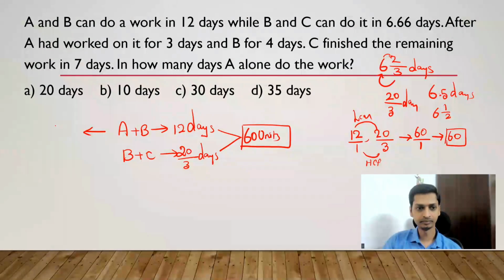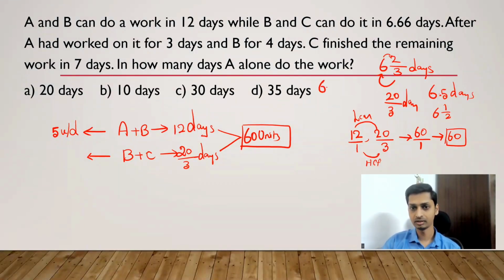60 by 12 is 5 units, right? A and B will complete 60 units in 12 days. That means in one day, A and B will complete 5 units. Now look at B and C. B and C will complete 60 units in 20 by 3 days. So in one day, B and C will complete how many units?